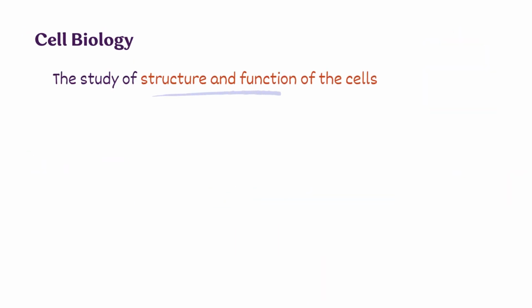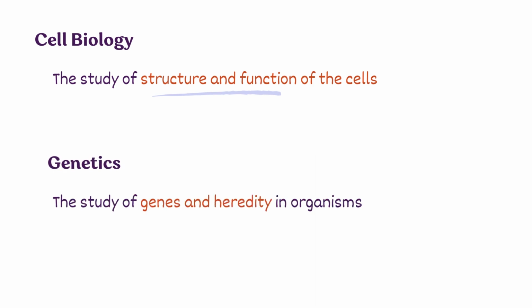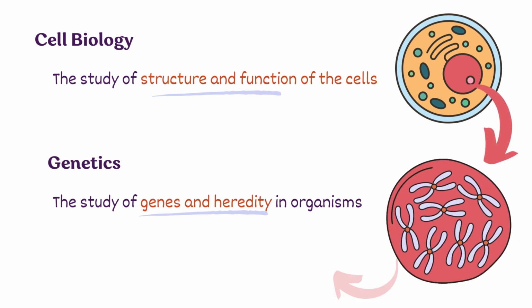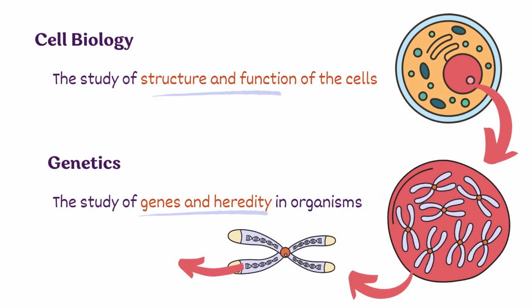Cell biology is the study of structure and function of the cells, whereas genetics is the study of genes. So this is a cell. It has a nucleus and cytoplasm. The nucleus contains chromosomes, and the genes are present on chromosomes in the form of a DNA.